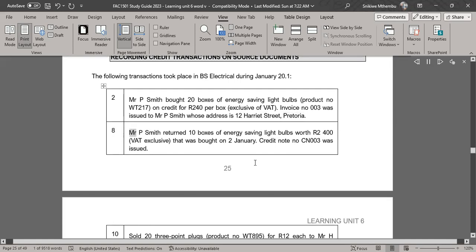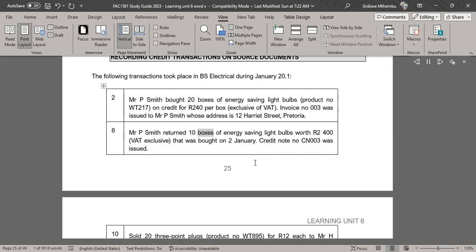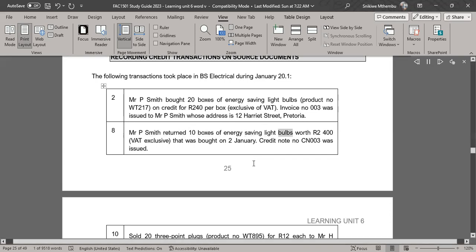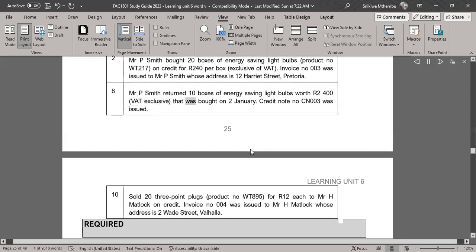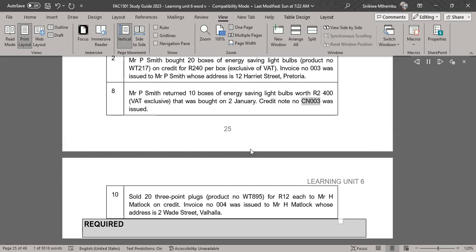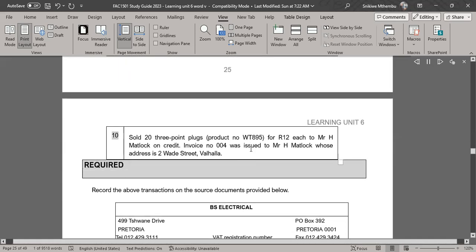8. Mr. P. Smith returned 10 boxes of energy-saving light bulbs worth R2400 VAT exclusive that was bought on January 2. Credit note no CN003 was issued.